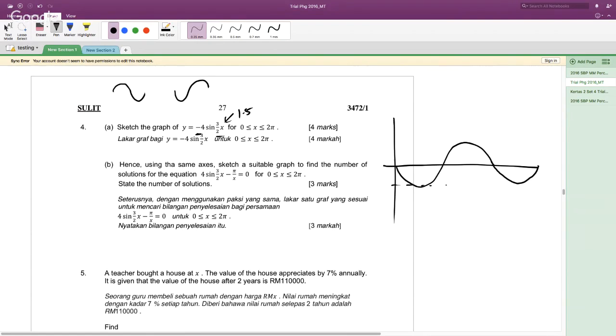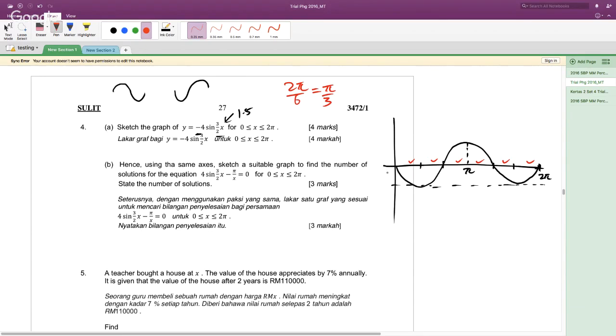I assume this should be the same length. Here should be 2 pi, and here should be pi. If you want to know how the angles go, you have to divide them into the gaps here. I have 1, 2, 3, 4, 5, 6 gaps, so 2 pi divided by 6 means the gap should be pi over 3.